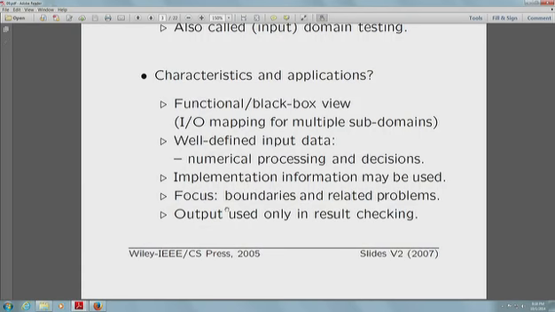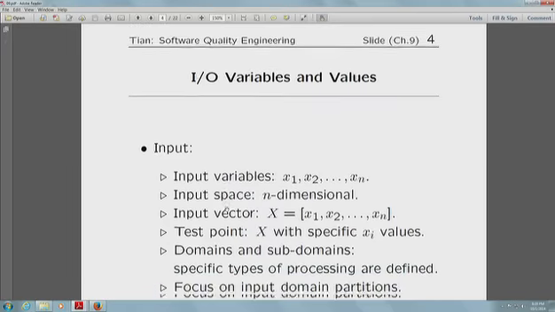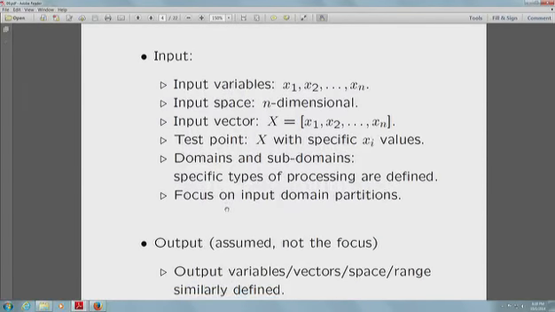Okay, and the output is typically just used for result checking. We say you're supposed to receive A processing versus receive B processing. We can do that. Okay. And so we can define the variables in the space. We talked about this earlier, talking about the input variables, input space, when we talked about something about test cases, test variables, and so on.